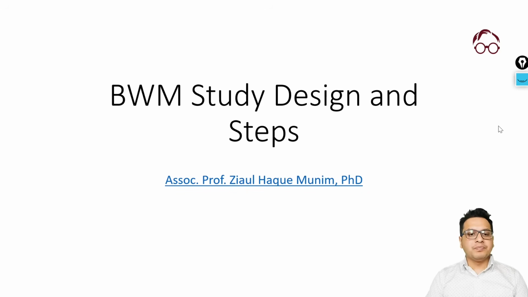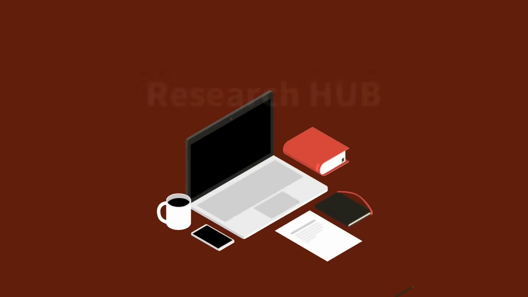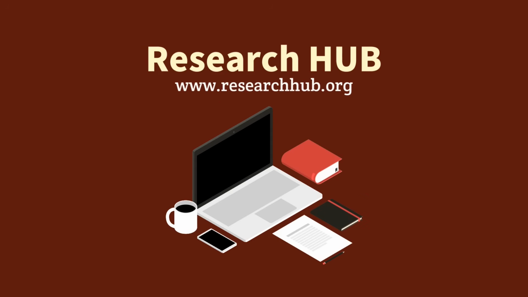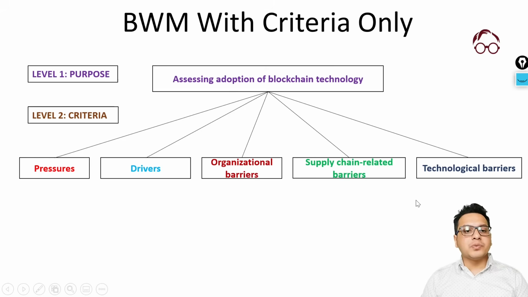Hello everyone. In this lecture, I'm going to show you some best-worst method study designs and the steps you should follow in general for a typical best-worst method study. So here, first, let's look into a best-worst method study where we only look into criteria. So it's a study design with criteria only.